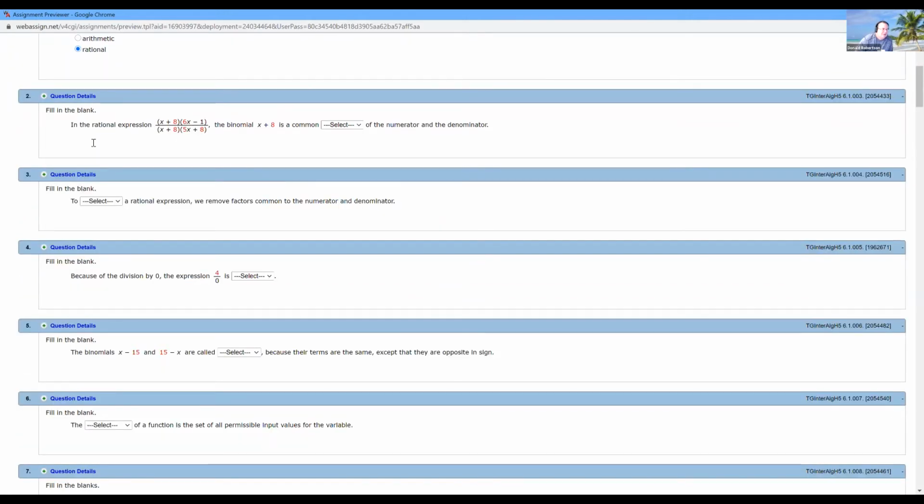Now, fill in the blanks. In this rational expression here, the x plus 8 is a common, what word out of that list is x plus 8? I've already used the term a few times. I don't know if I would phrase it that way.